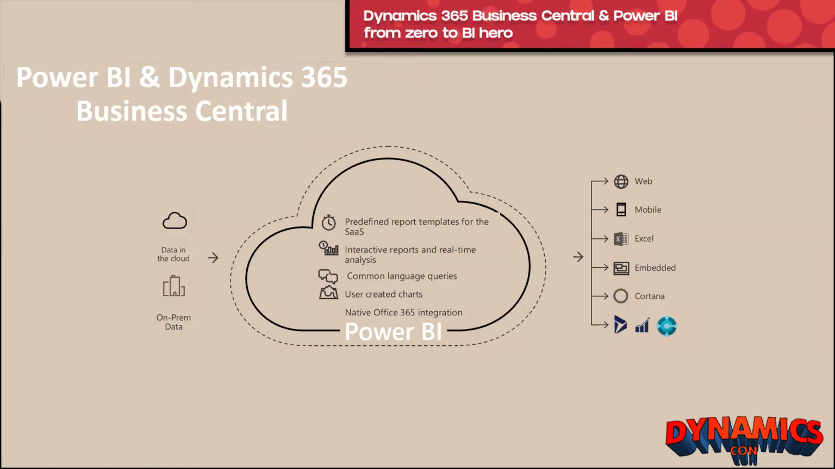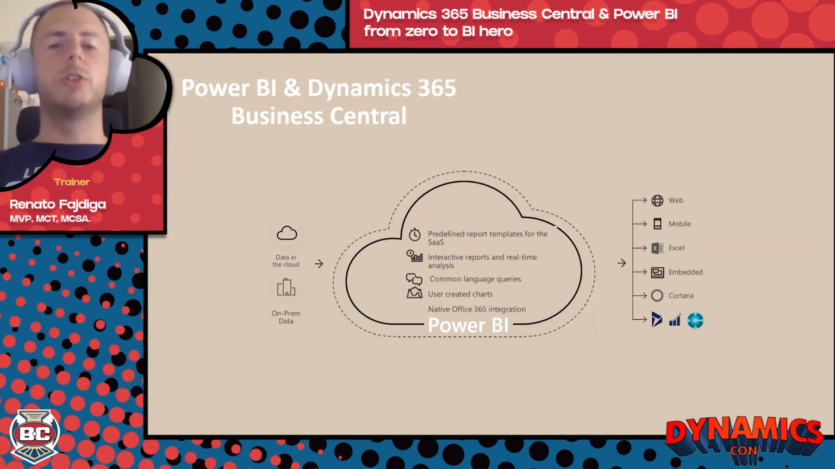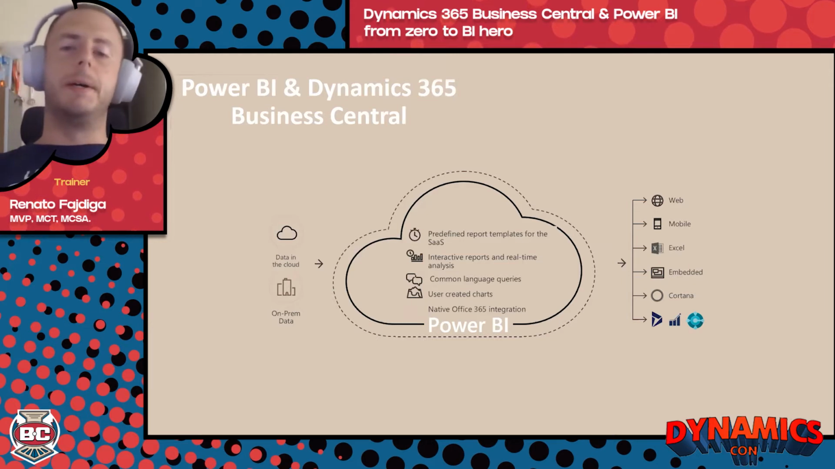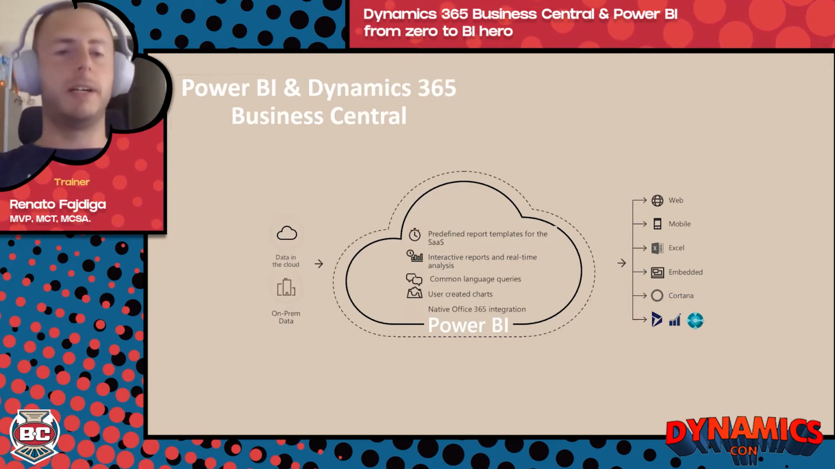There you can use common language queries where you can ask Power BI questions about your data. So for example, in the English language, you can ask, show me the inventory in last month, or show me the current inventory on the blue location, and so on. So very simple to use. You can also integrate reports with Office 365, or you can use one of the predefined report templates for Dynamics 365 Business Central SaaS. And all this we will show you later in the demos.